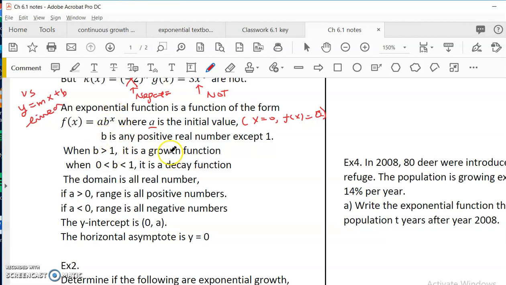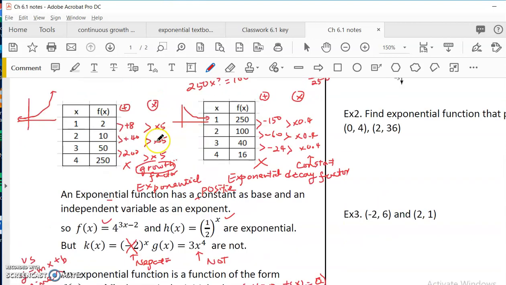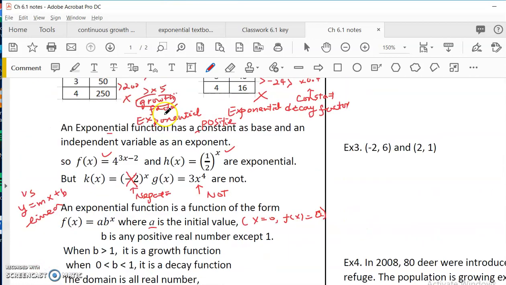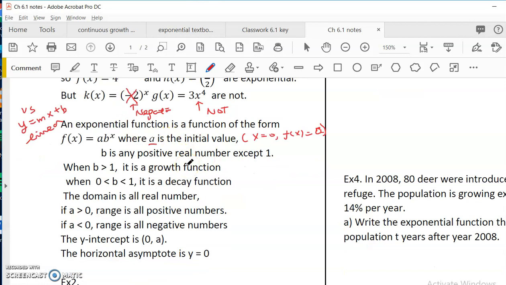And then how do I know whether it is growth or decay? So the function would be a times b to the x. If b is greater than 1, like the one that we have earlier, where we multiply by 5, that actually is the base. The growth factor is the base. Then it's a growth function. And if the base, the constant factor we multiply by, is less than 1 but greater than 0, then it's a decay function. So for example, f of x equal to 2 times 5 to the x. So 5 to the x is a growth factor of 5 every time, and this is the initial.